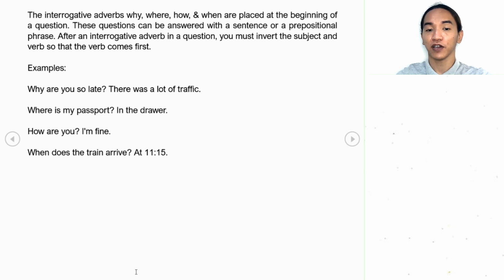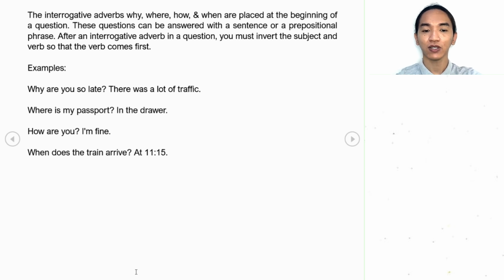Okay, now first, why are you so late? So your interrogative adverb there is why. There was a lot of traffic. So this is an interrogative adverb asking for reason. That's right. Now we also have where is my passport? In the drawer. Your interrogative adverb is where, which is asking about place or location.